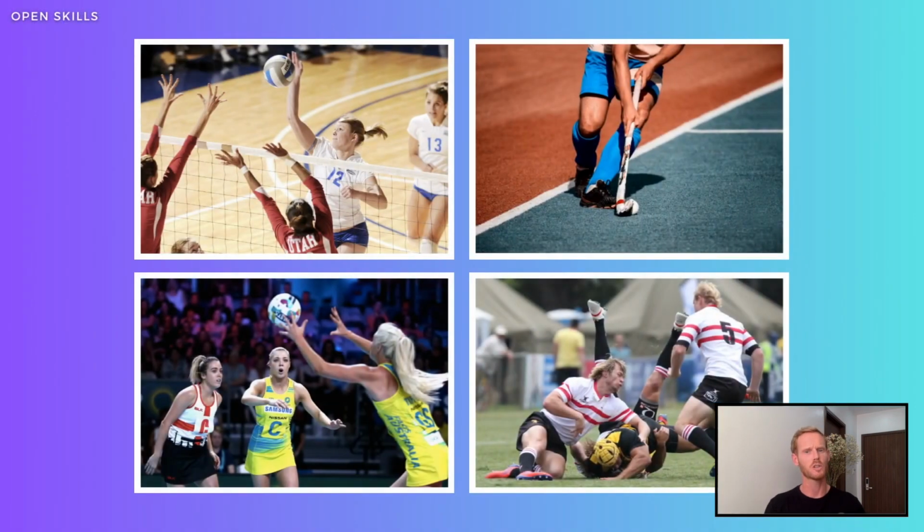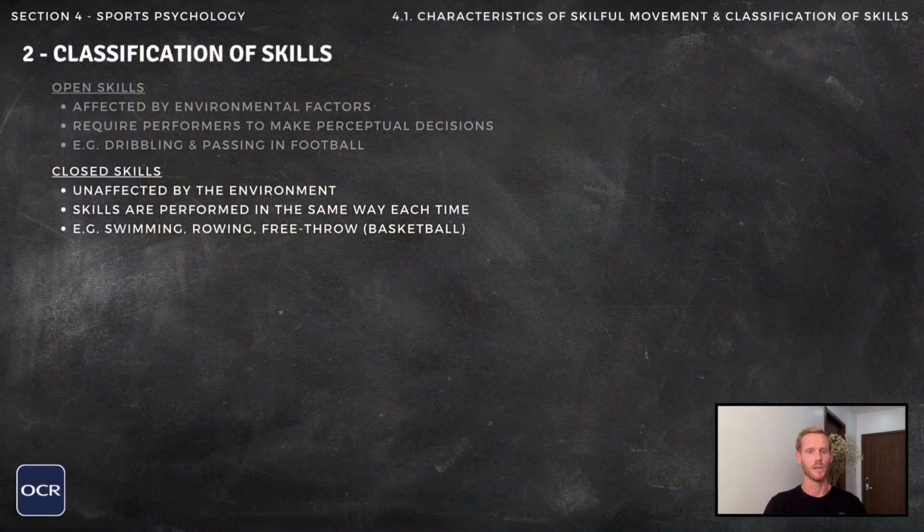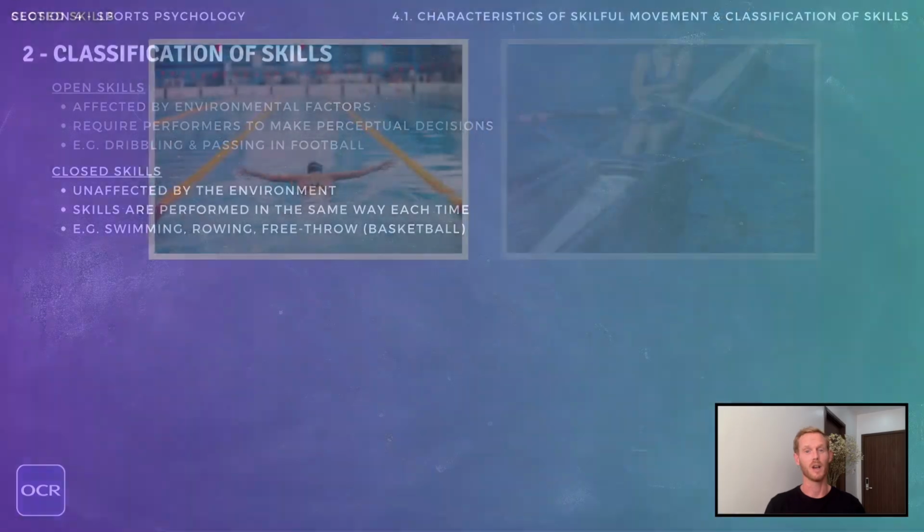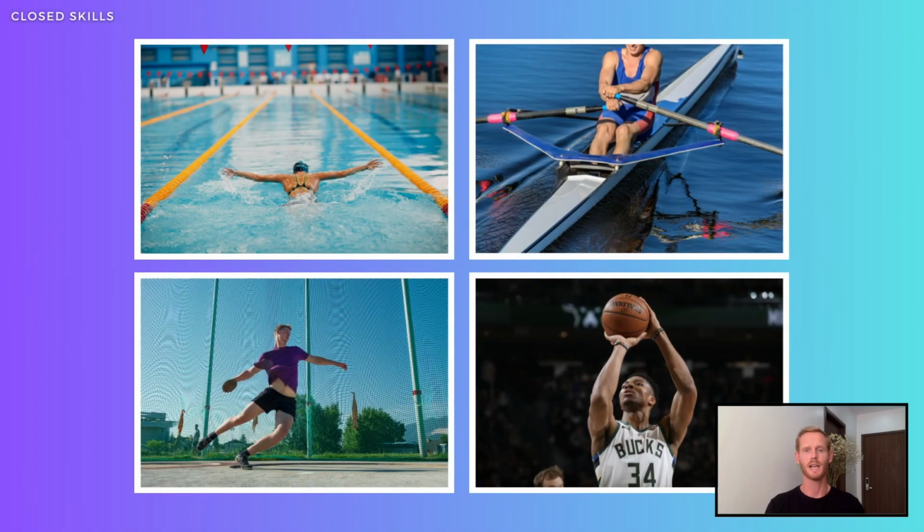Open skills are most obviously seen in team sports, where performers need to react and adjust to situations that are constantly changing. Closed skills, on the other hand, are unaffected by the environment or the performers in it. Decision-making is generally unnecessary and skills are performed in the same way each time. Examples of closed skills include swimming, rowing, athletic field events, and shooting free throws in basketball.